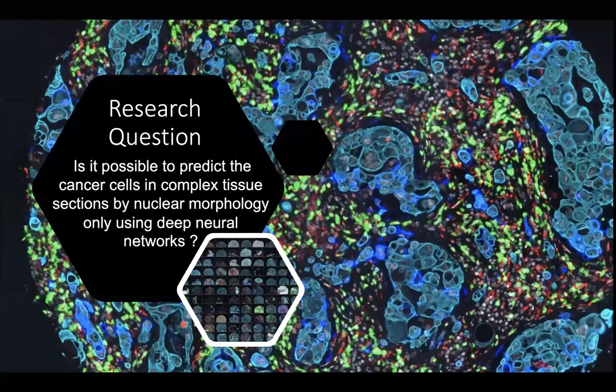The main challenge of the project was to understand if it is feasible to detect the cancer cells in complex tissue sections by nuclear morphology. This would allow the use of the channel for other stains or antibody markers, as well as in future enable disease characterization directly from bright field images.